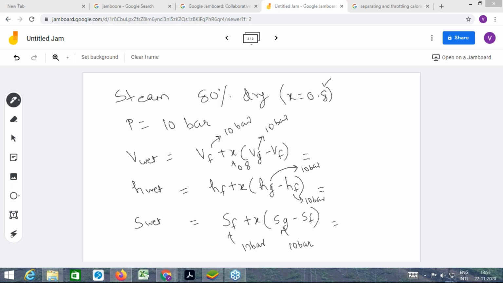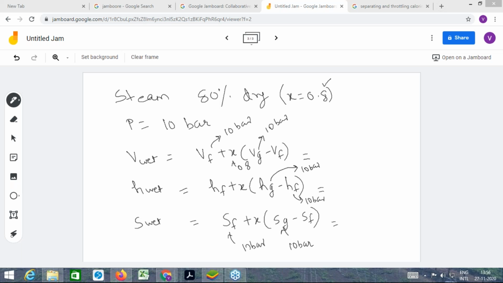Otherwise, if you are following the same methodology of finding the value of Hg and Hf, Hg minus Hf is Hfg, by the way. If you don't want to subtract Hg and Hf, you can straight away use the value of latent heat of vaporization, which is nothing but Hfg. So it is very simple.